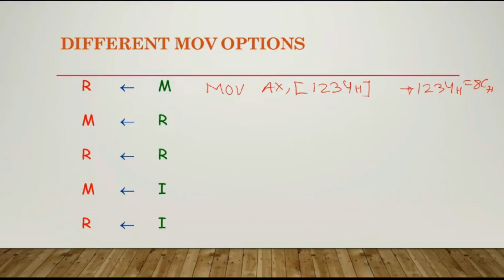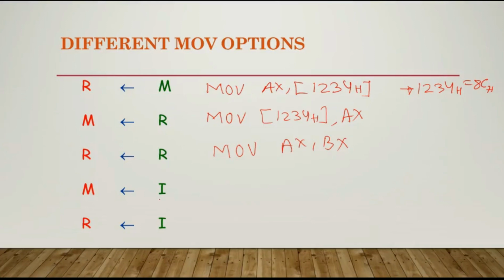Similarly, I can transfer data from a register to a memory. So we can write move 1234H comma AX, or register to register, move AX comma BX. In this instruction, the content of BX register will be copied into AX register.